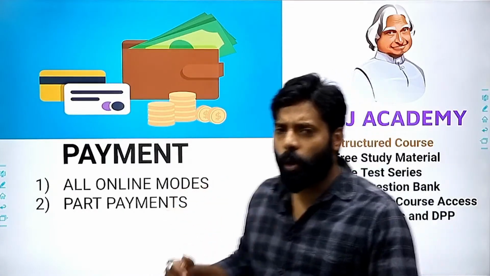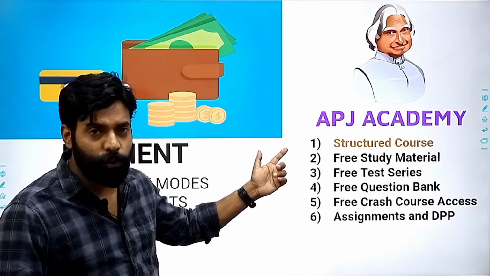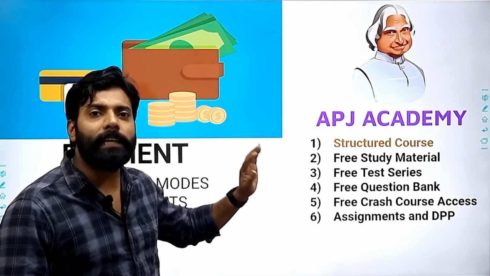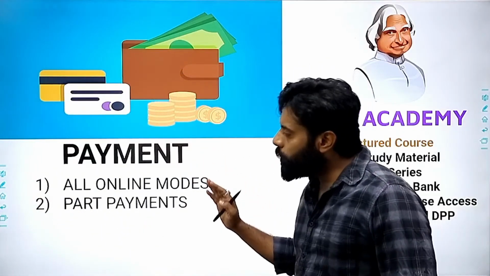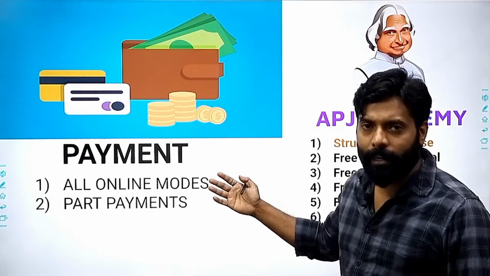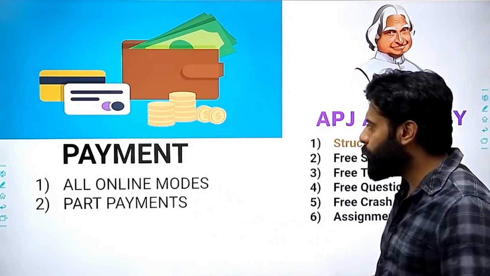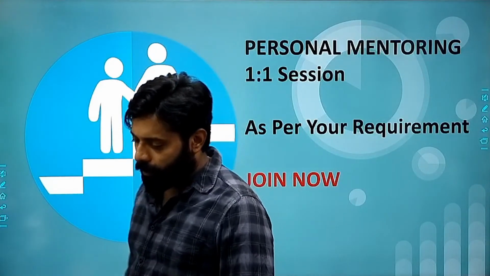If you want only the test series from us, you can buy that. If you only want the structured course, you can buy that. If you only want the question bank, you can buy that. You can purchase as per your preference. Whatever you want, you can purchase that. And also part payment methods are available. You can give us the payment in monthly installments as well. That is totally free of cost. You do not have to worry about these things, right?